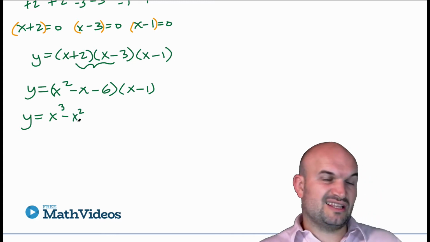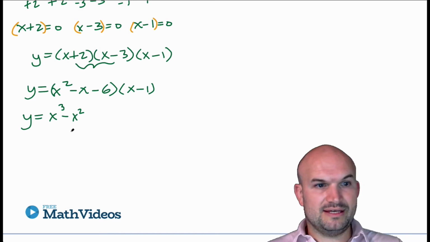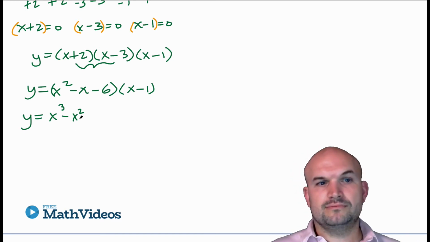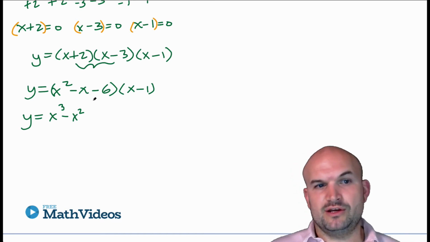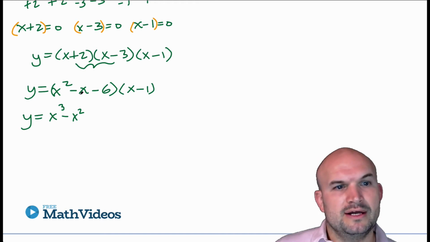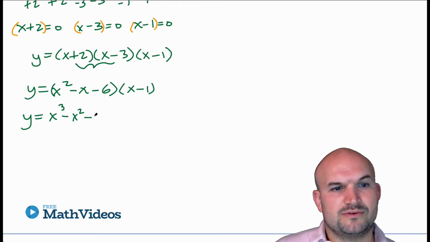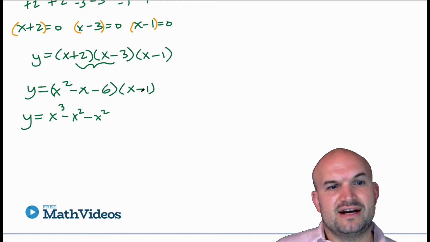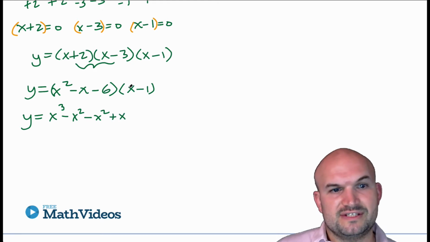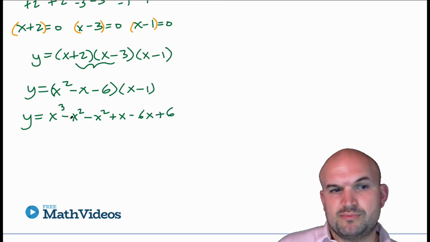Now, another way you could do it: in the last example, I did a vertical method. You could also do the horizontal method, right? You could just do everything horizontally and then group your terms from there. So -x times x is a -x squared. Negative x times negative 1 is now a positive x. Negative 6 times x is a negative 6x. And negative 6 times negative 1 is a positive 6. So this method works perfectly fine as well.